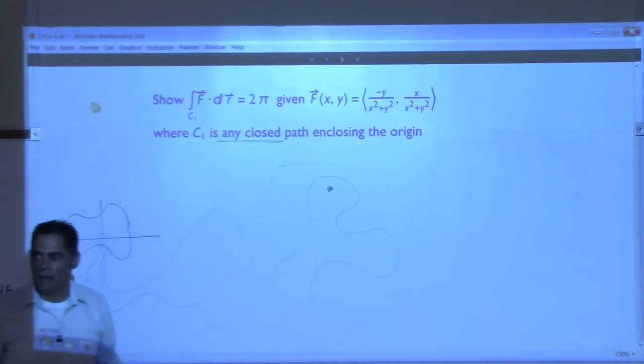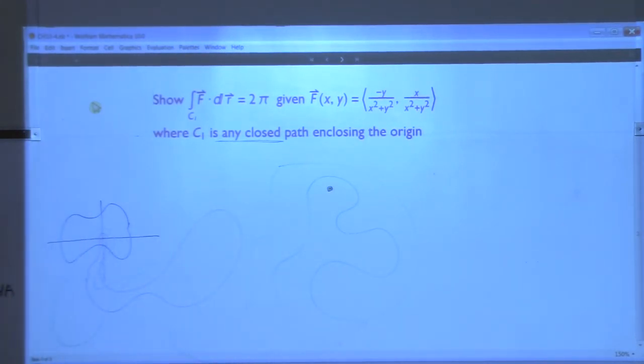The answer is 2 pi. Now, you could pick one path if you wanted to and show it's true, right? That's not what it's asking. It says show it's 2 pi for every path that encloses the origin.